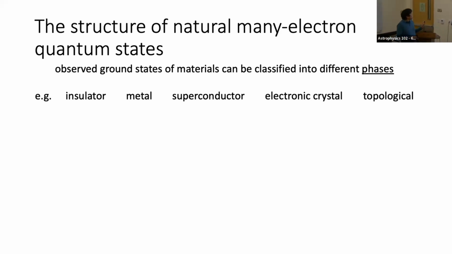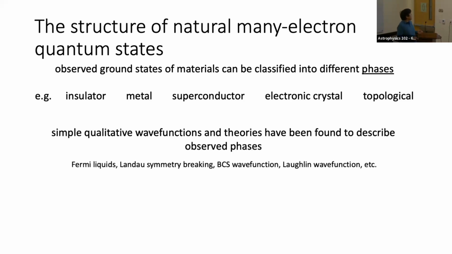And then what is also remarkable and perhaps slightly mysterious is that in each of these cases, you can actually write down very simple mathematical theories to describe each of these phases. For example, for metals and liquids, for superconductors, for broken symmetry orders, and for topological order, the Laughlin wave function. What these theories are is they're just concise classical descriptions of the quantum state. That's what the traditional theory is.